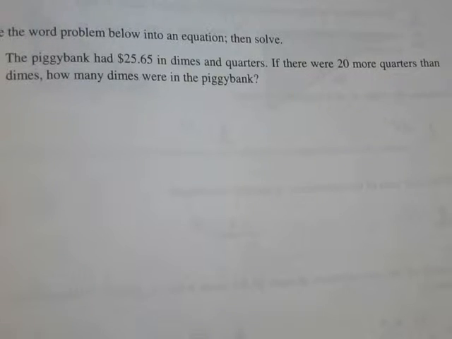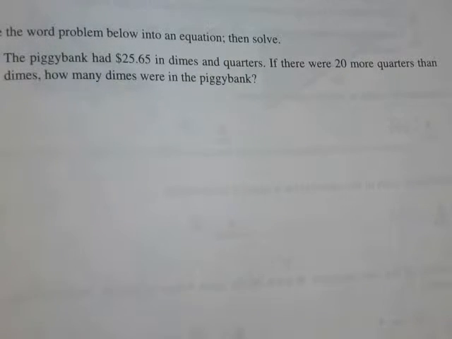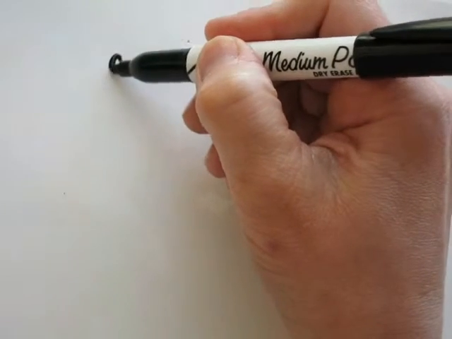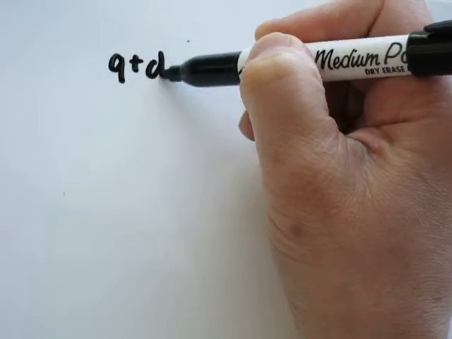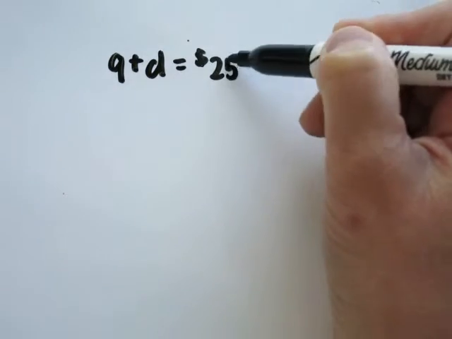Problem 25. The piggy bank had $25.65 in dimes and quarters. If there were 20 more quarters than dimes, how many dimes were in the piggy bank? The problem tells us we have quarters and dimes in a piggy bank, and that mixture of quarters plus dimes is going to equal $25.65.